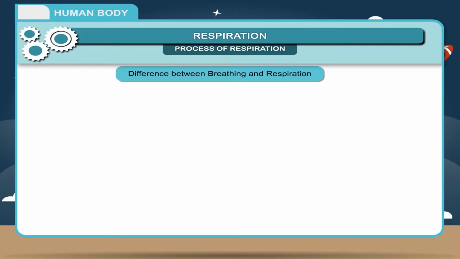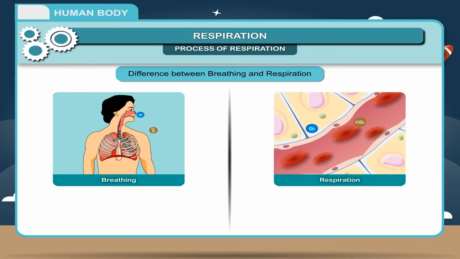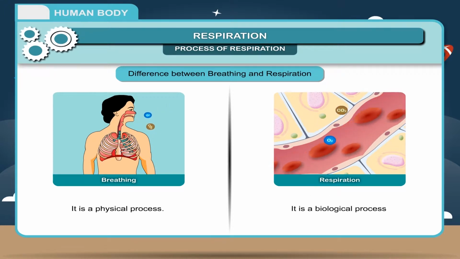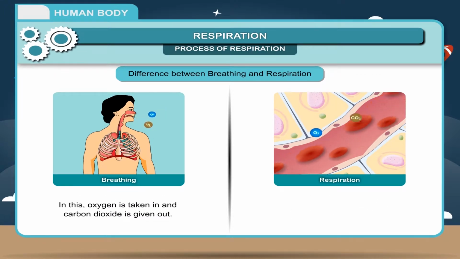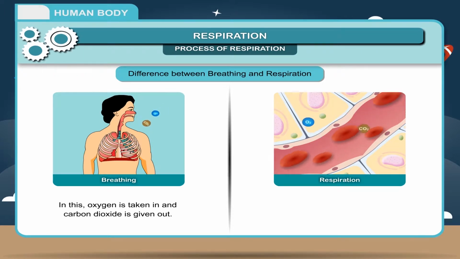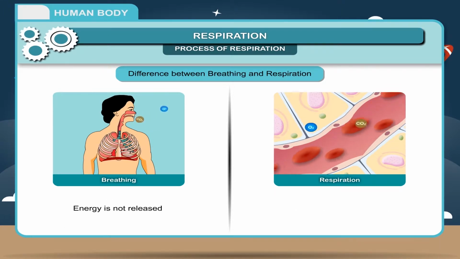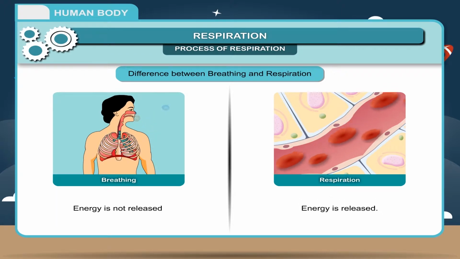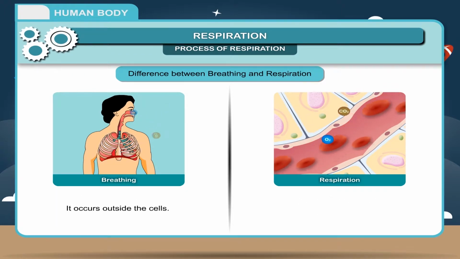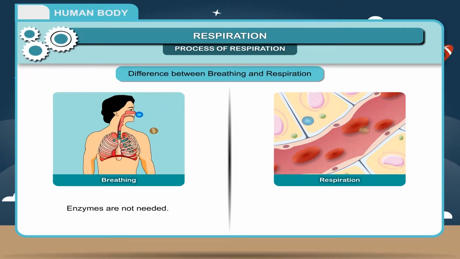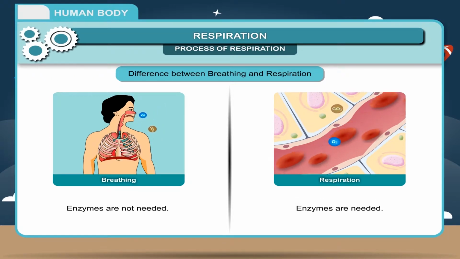Difference between breathing and respiration. Breathing is a physical process. Respiration is a biological process. In breathing, oxygen is taken in and carbon dioxide is given out. Respiration involves oxidation of food material, glucose. In breathing, energy is not released. In respiration, energy is released. Breathing occurs outside the cells. Respiration occurs inside the cells. In breathing, enzymes are not needed. In respiration, enzymes are needed.